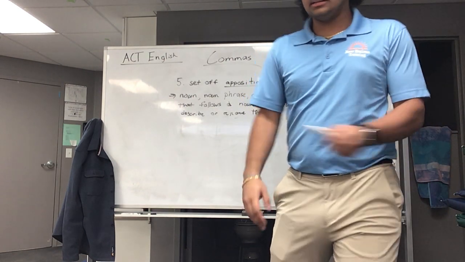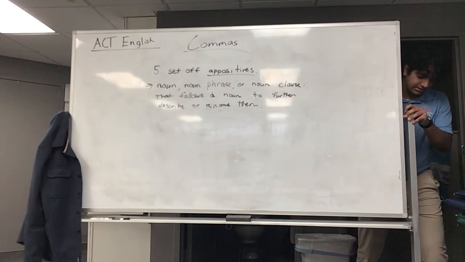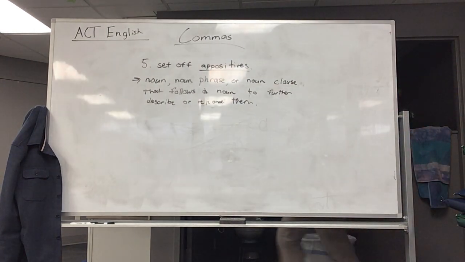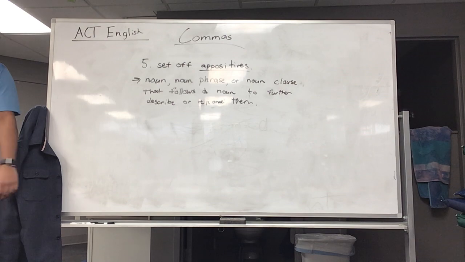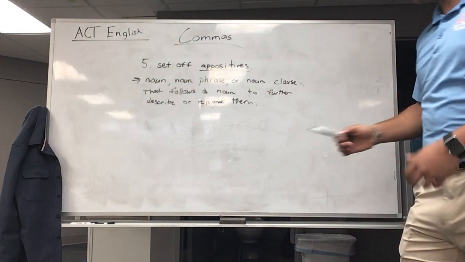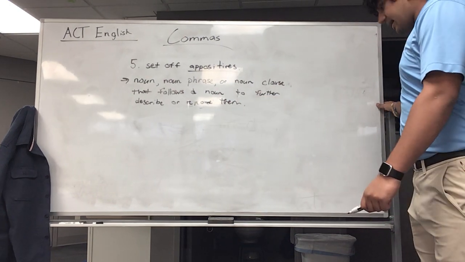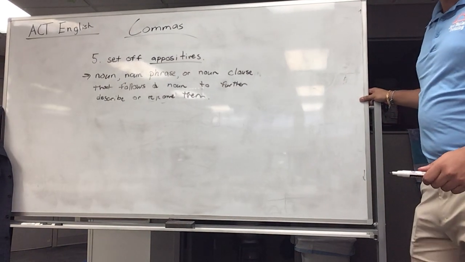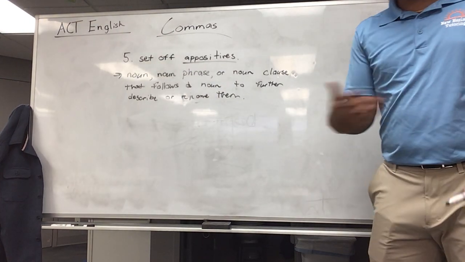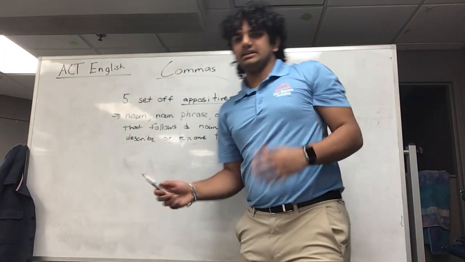I know it's kind of hard to see back there. An appositive is a noun phrase, or a noun clause that follows after an already said noun to further describe or rename that previous noun or noun phrase or whatever we're talking about here. So, let's get these fixed up a little bit. Okay, they can see my face now.